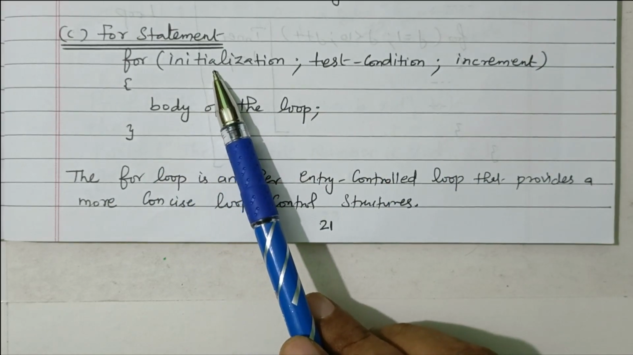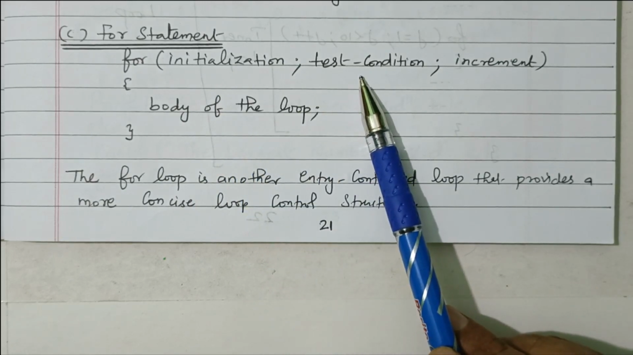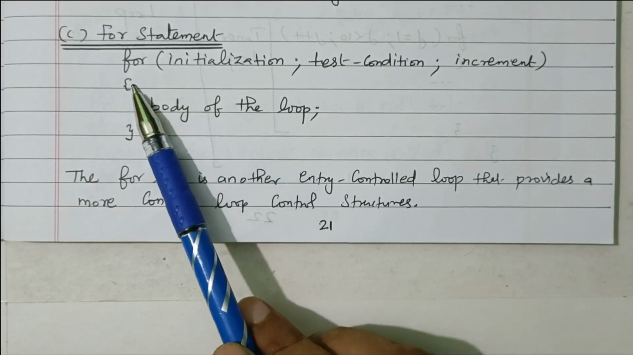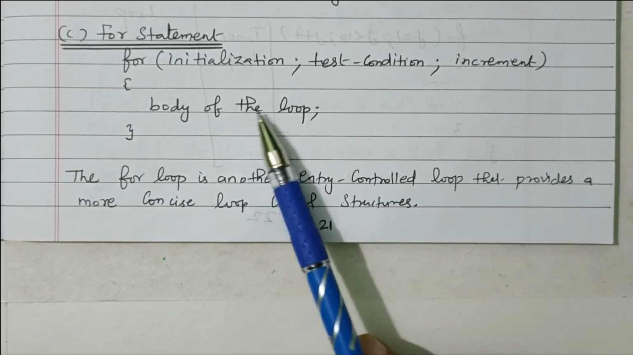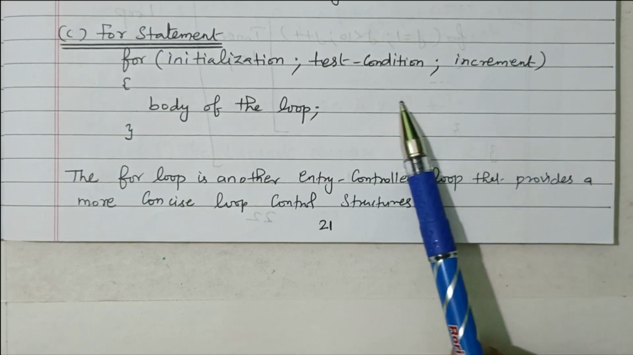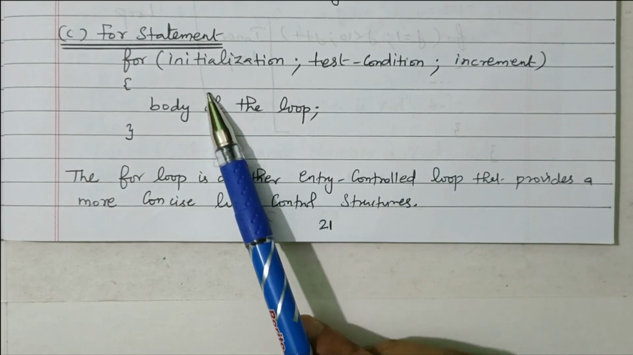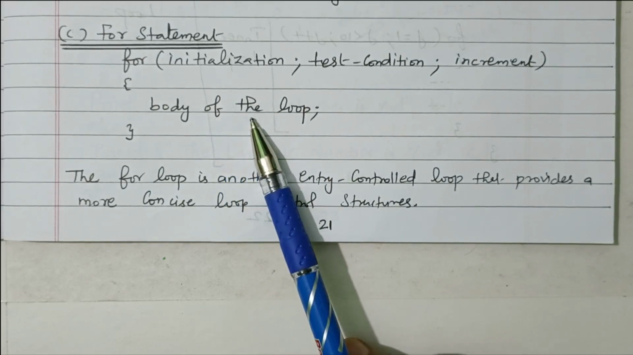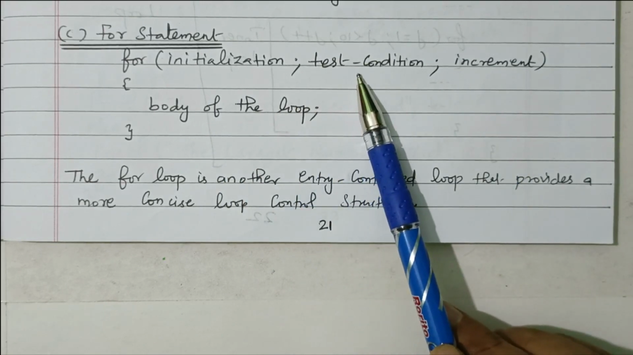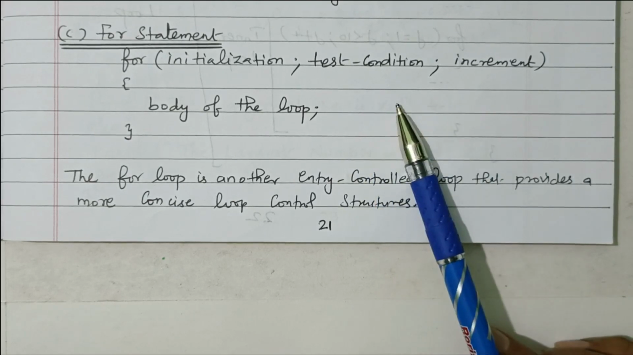Initially one value is given. Then it will check the test condition. If the test condition is true, it will execute the body of the loop, that is the set of statements available between the braces. After executing, the initial value is incremented. After increment, again you check the test condition. If the test condition is true, again the set of statements will be executed. Again incremented. The same process repeats until the test condition is false. If the test condition becomes false, it will stop the process.